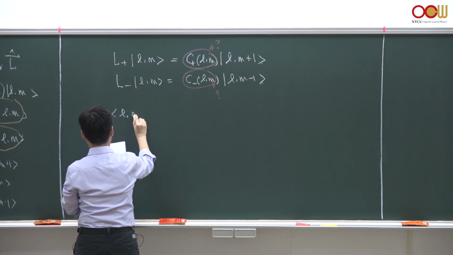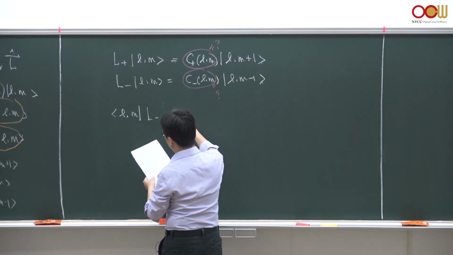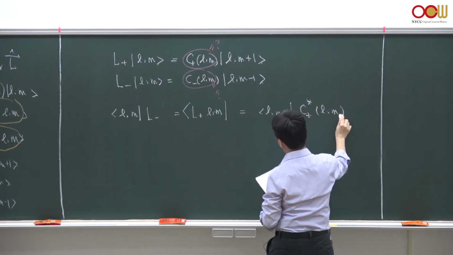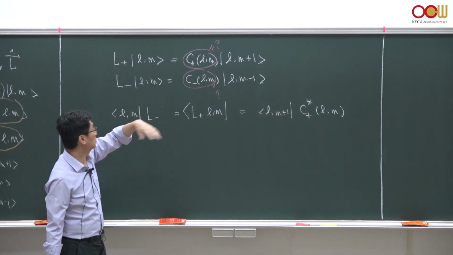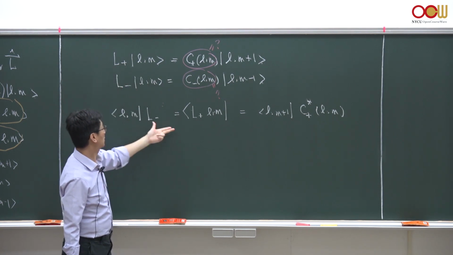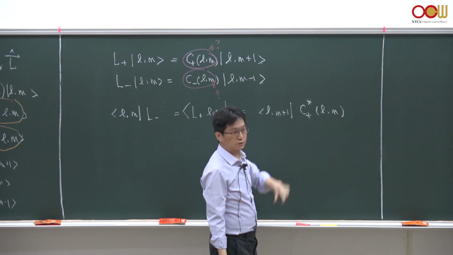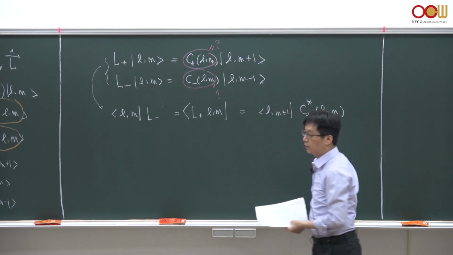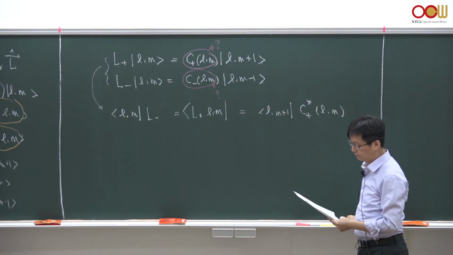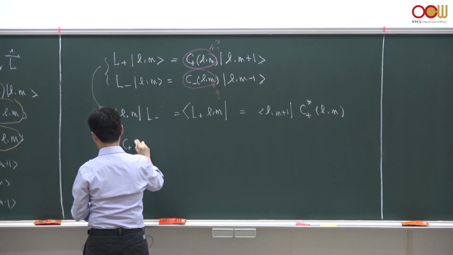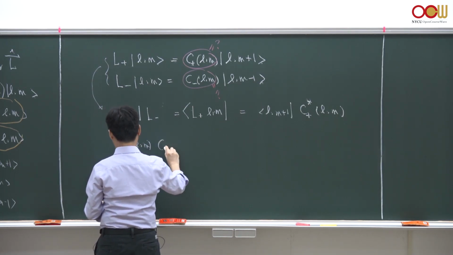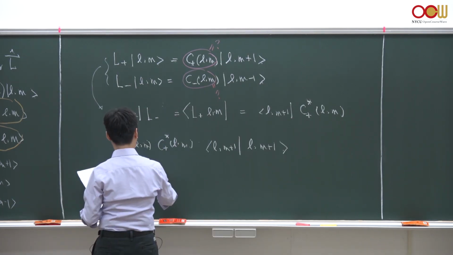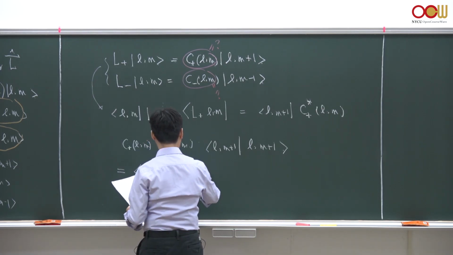Remember, this Dirac bra state is the Hermitian conjugate of L plus |l,m> equals C plus |l,m+1>. When we take the Hermitian conjugate of these two equations, we get C star plus or minus. And we can take advantage of this Hermitian conjugate version of the eigenvalue equation. We can actually do this: C plus star times the bra <l,m+1|, times L plus |l,m>.